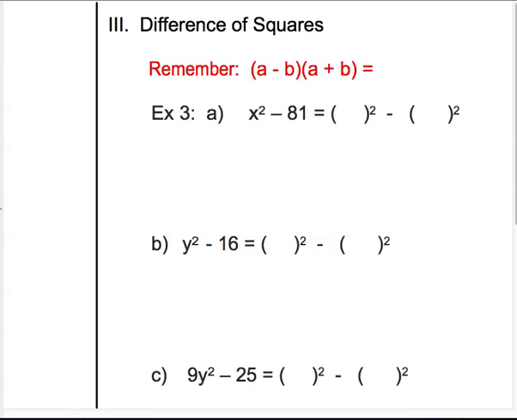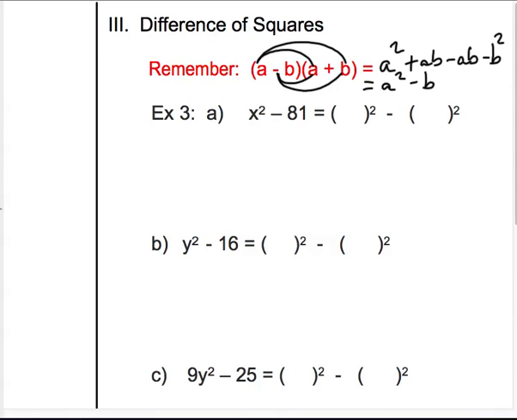Remember, when we're multiplying binomials, we use the distributive property. So we have a times a, which is a squared. A times b, which is positive ab. Negative b times a, which is negative ab. And negative b times b is negative b squared. So when we simplify, the positive ab and the negative ab cancel, leaving us with a squared minus b squared, or a difference of squares.